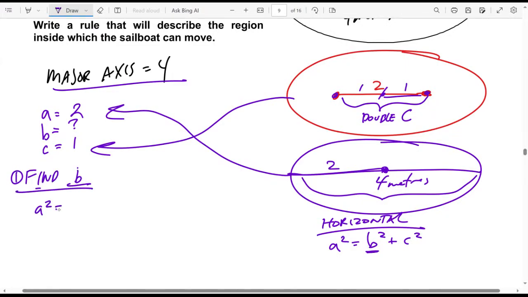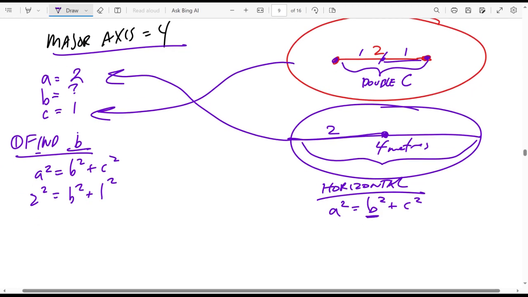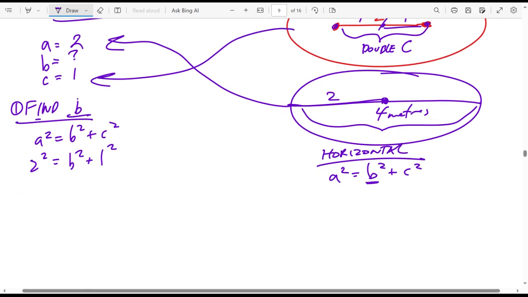So let's, step one, find b. So I'm going to use a squared is equal to b squared plus c squared. And we're just going to plug everything in that we know. Plus 1 squared. So I'm just going to rearrange and solve for b. So 4 is equal to b squared plus 1. Bring that guy over. B squared is equal to 3. So b would be equal to square root of 3.